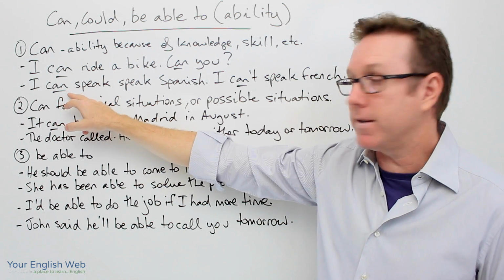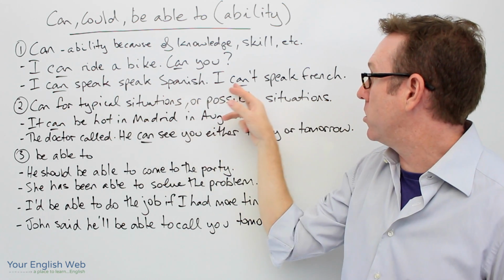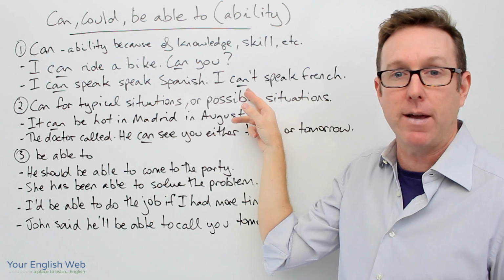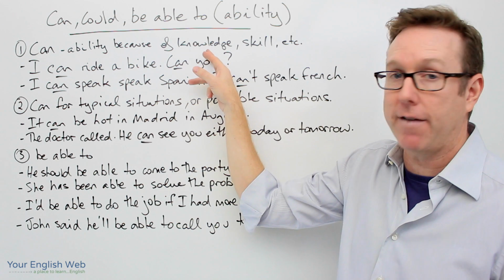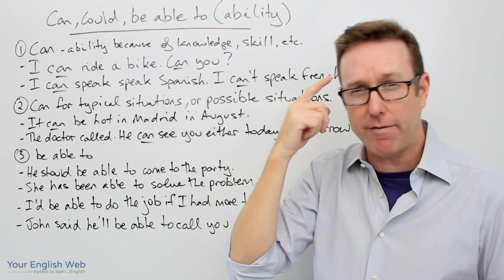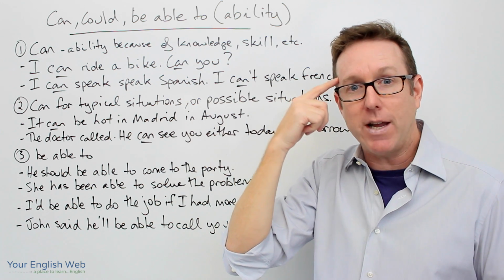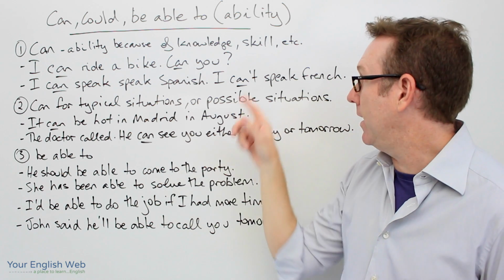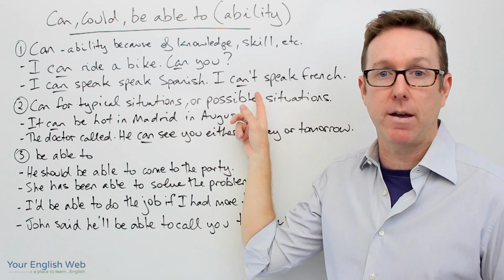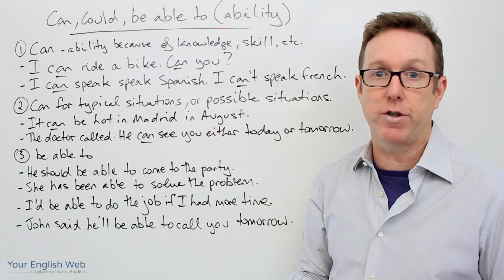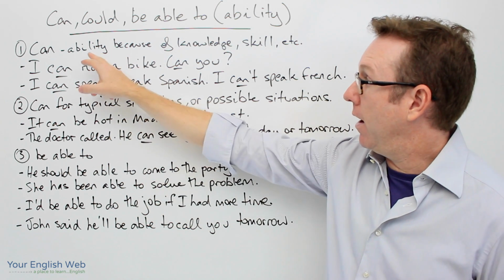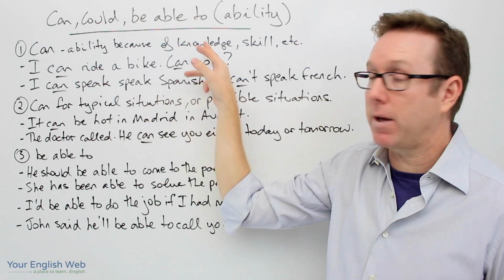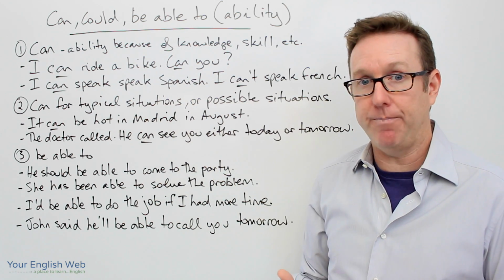So the next one is I can speak Spanish. I can't speak French, okay? So I can speak Spanish. I have the knowledge of Spanish in my mind, okay? But I can't speak French because I've never learnt to speak French, so I can't speak French. Those are the two main uses of can for ability because of the knowledge or skill, etc.